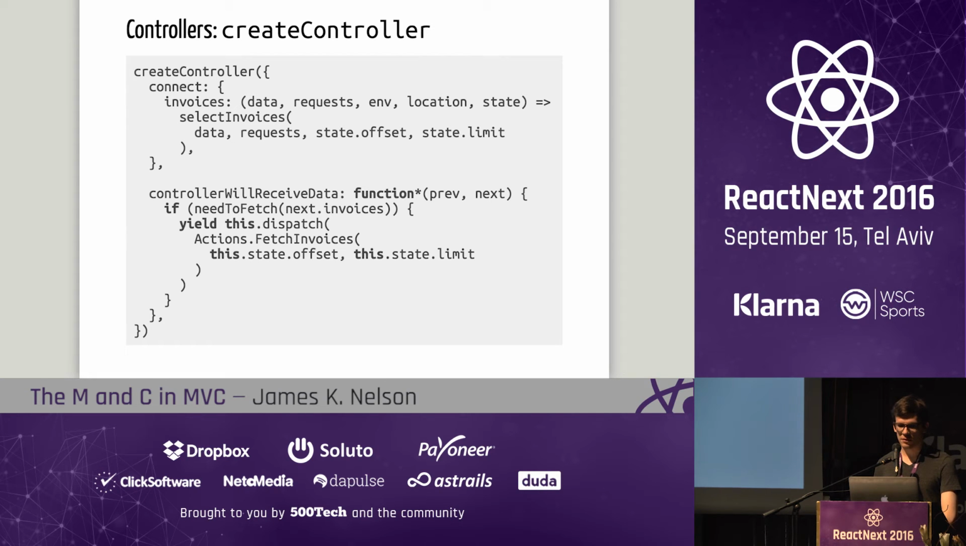And the other thing that you can have is lifecycle methods. Just like React has lifecycle methods, a controller can have lifecycle methods, except instead of reacting to changes in props, they react to changes in the selected data. And you might notice that the lifecycle method I've got here is a generator as well. Just keep that in mind. It'll make a little bit more sense in a moment.